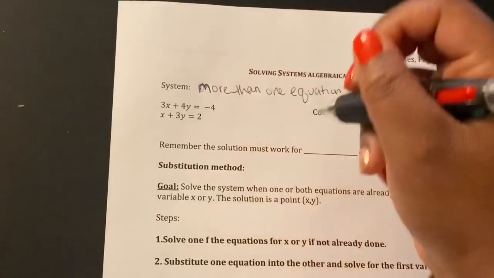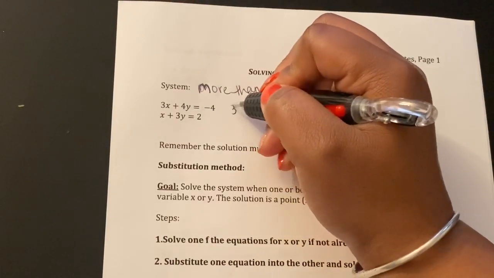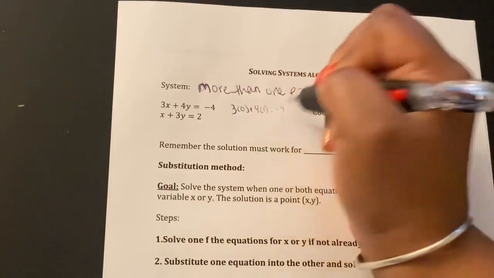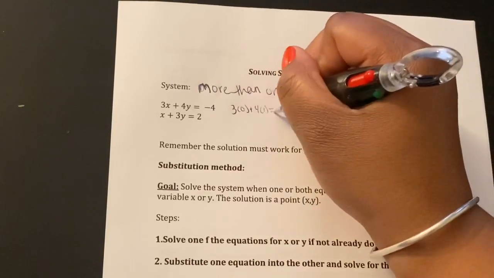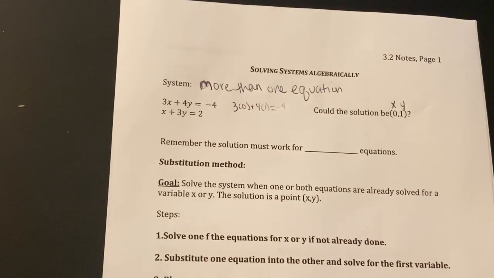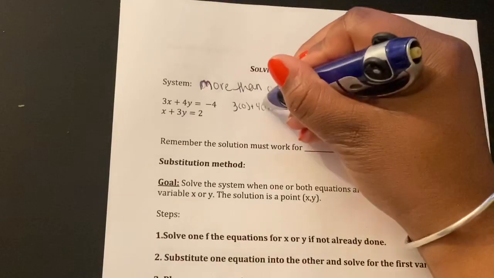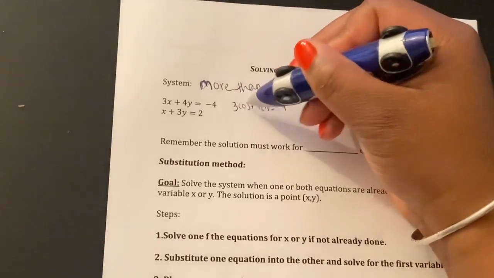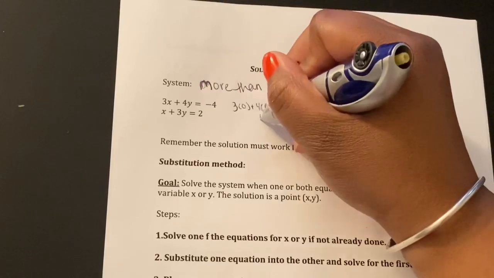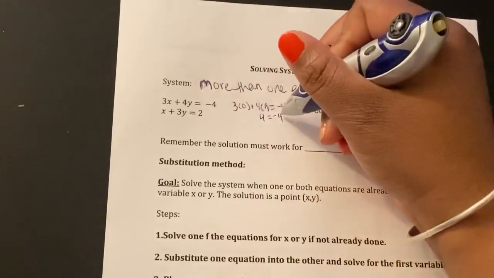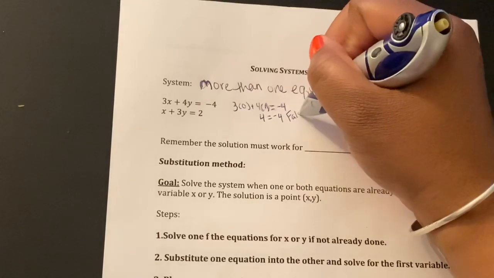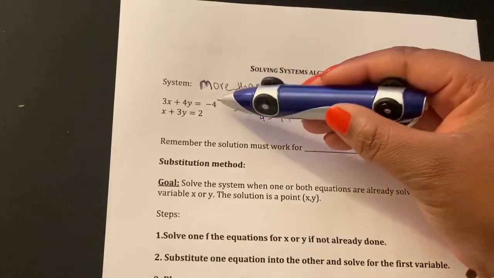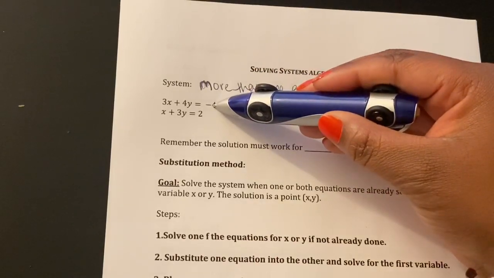Okay, so we have 3 times 0 plus 4 times 1 equals -4. Okay, well, 3 times 0 is 0, and 4 times 1 is 4. So we have 4 equals -4. Is that true or false? That's false. Okay, so this point does not work for this equation 3x plus 4y equals -4.